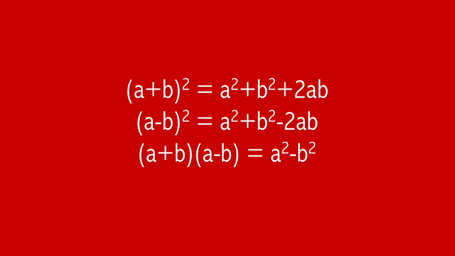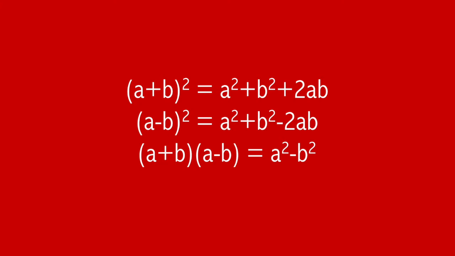Use it by multiplying a plus b into a plus b, or a minus b into a minus b, or multiplying these together. You will get the value on the right hand side, but these are identities you really need to memorize. You need to know a plus b the whole square is a square plus b square plus 2ab. A minus b the whole square is a square plus b square minus 2ab, and a plus b into a minus b is a square minus b square, right?